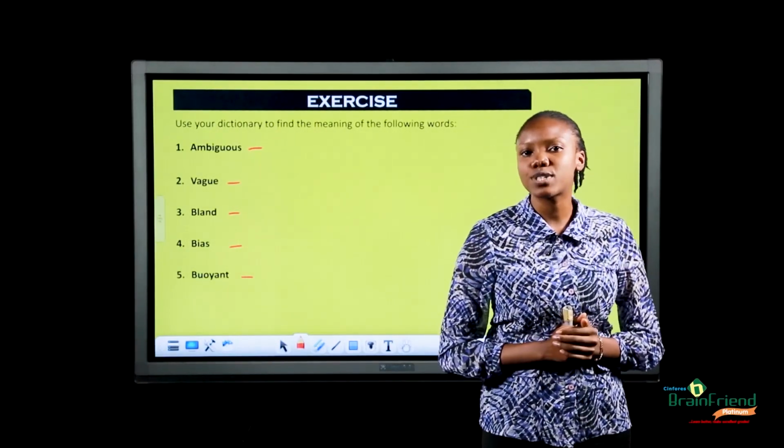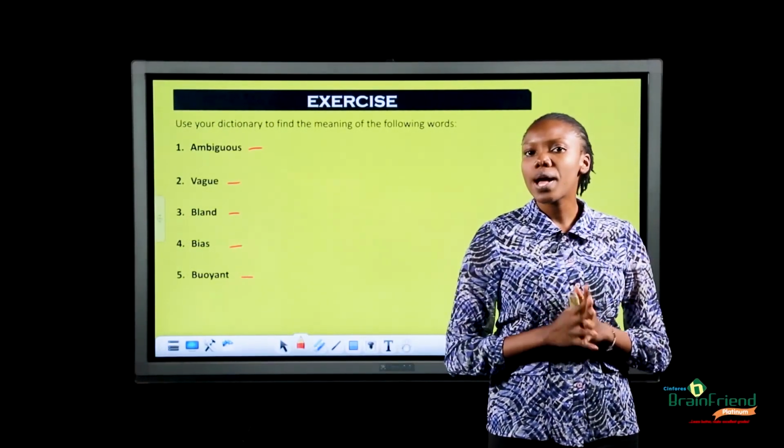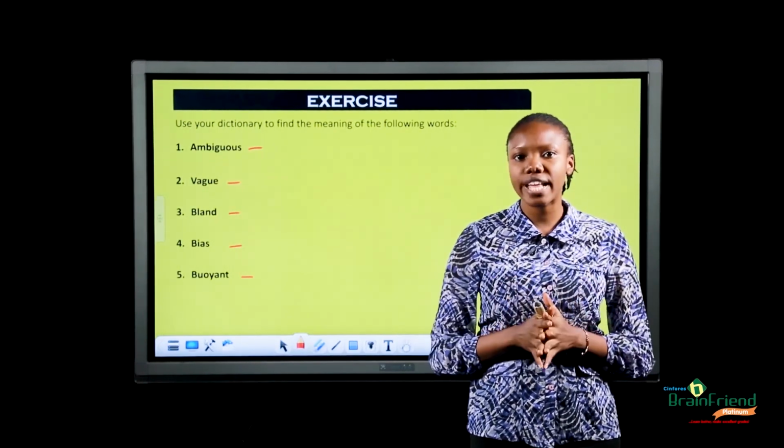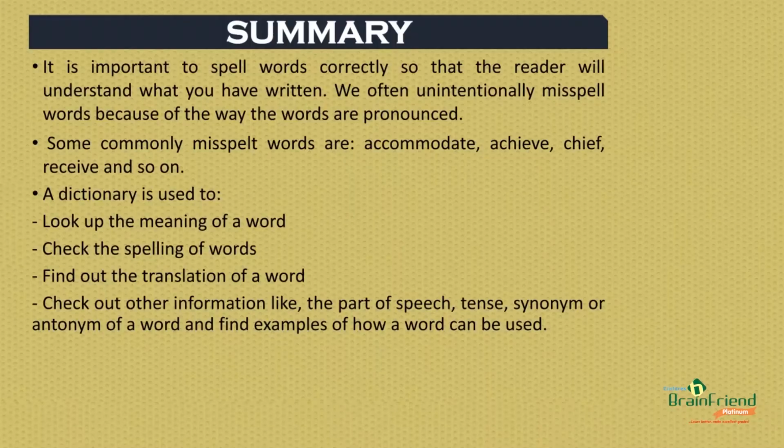Now we've come to the end of today's lesson. But before we go, let's take a quick summary of all we've learned so far. We've learned that it is important to spell words correctly so that the reader will understand what you have written. We often unintentionally misspell some words because of the way the words are pronounced. Next, we learned that some commonly misspelled words are accommodate, achieve, chief, receive, and so on.